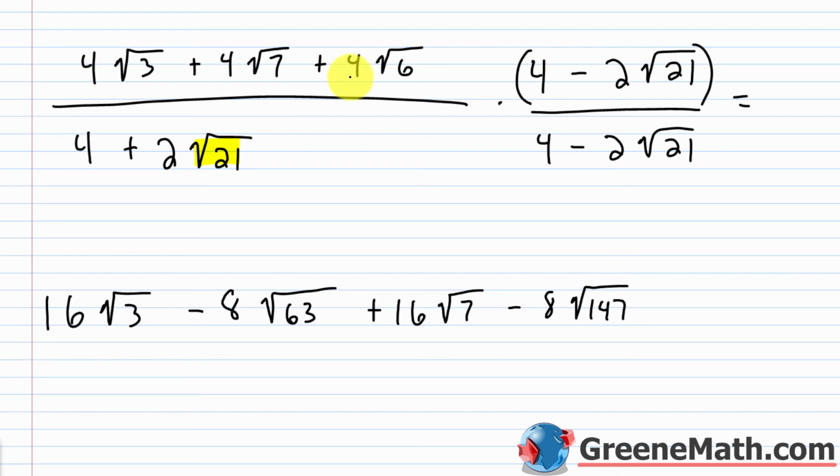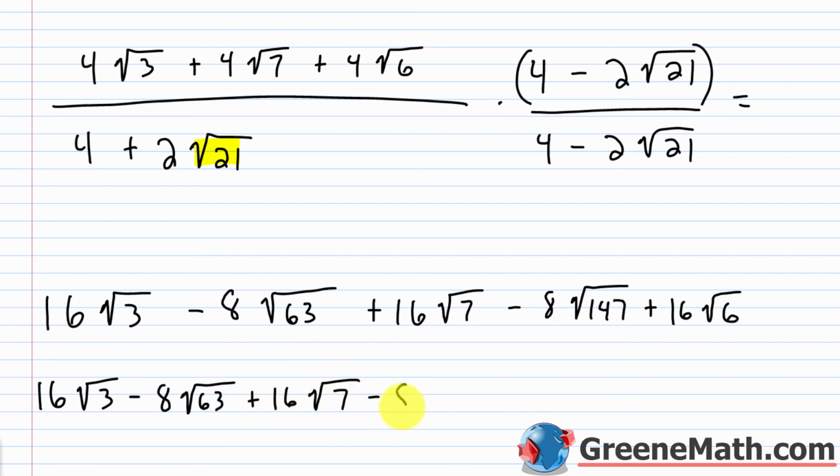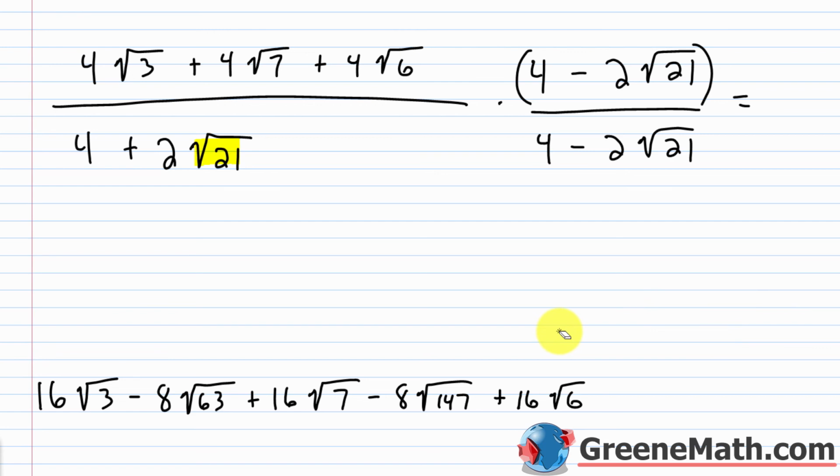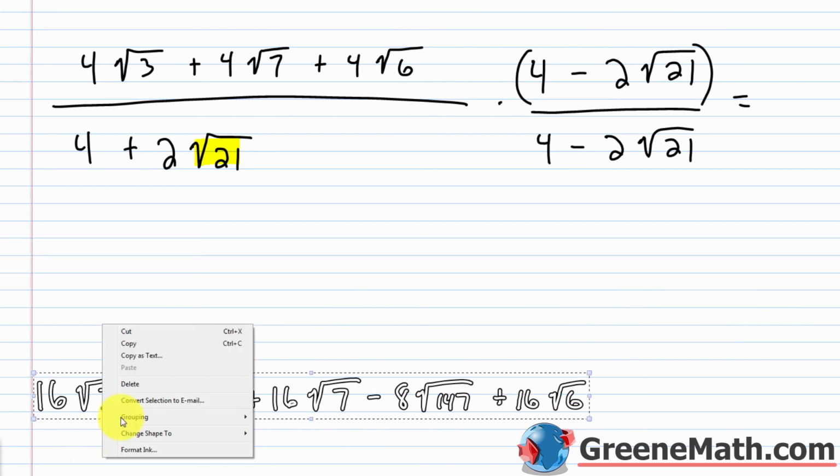Then we have plus 4 times square root of 6 times 4. That would be 16 times square root of 6. And lastly, and let me kind of rewrite this so I can fit it all on the screen. So we have 16 times square root of 3 minus 8 times square root of 63 plus 16 times square root of 7 minus 8 times square root of 147 plus 16 times square root of 6. Let me just erase this. And we'll kind of drag this up.